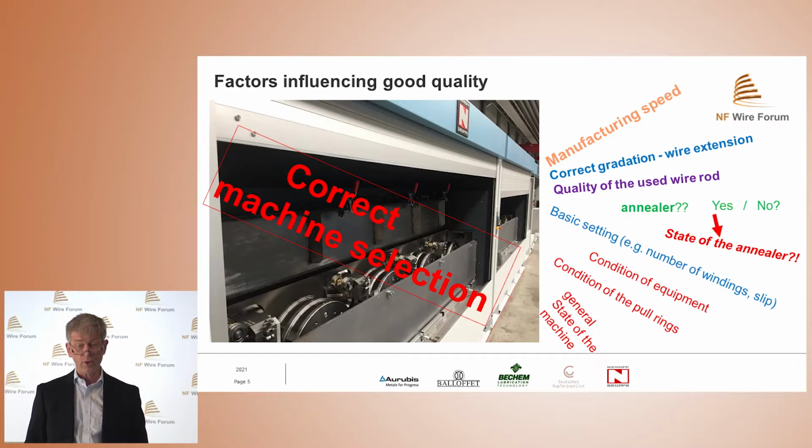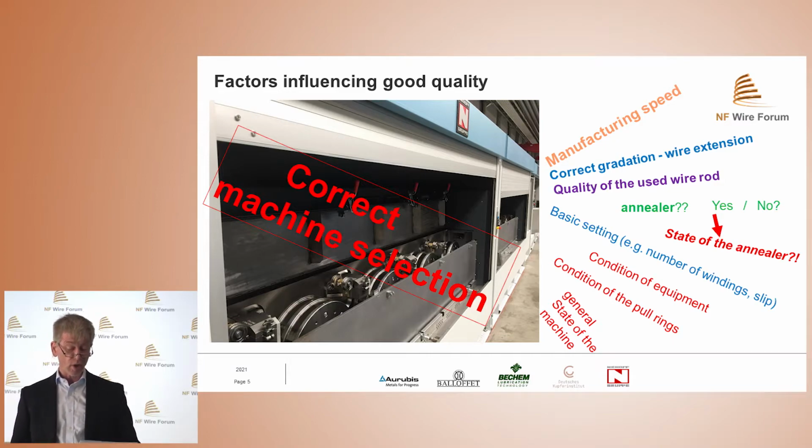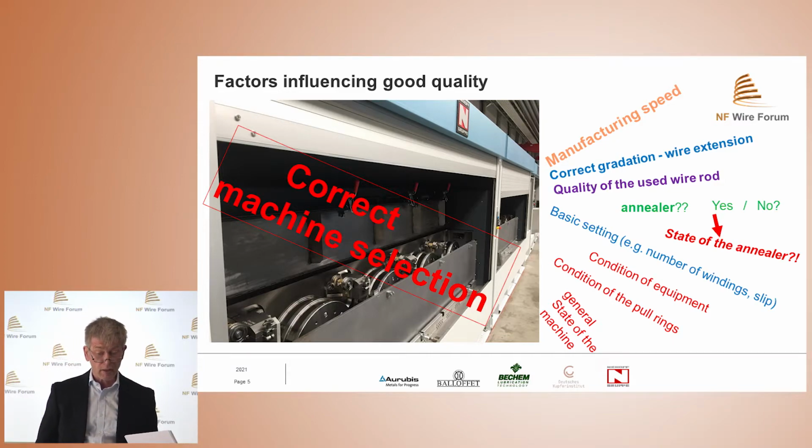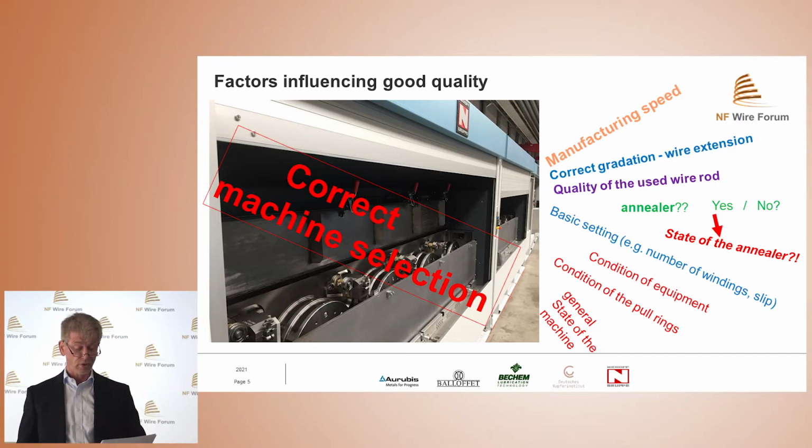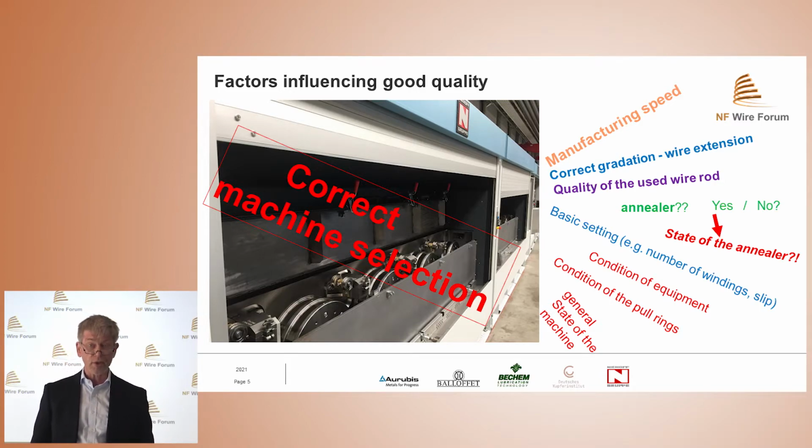Factors influencing good quality. The first factor can be the rod, the quality of the rod. If the rod is bad, we can't produce a good wire. Also the conditions of the coolant, lubricant and the dies. With bad tools, I can't produce a good quality.